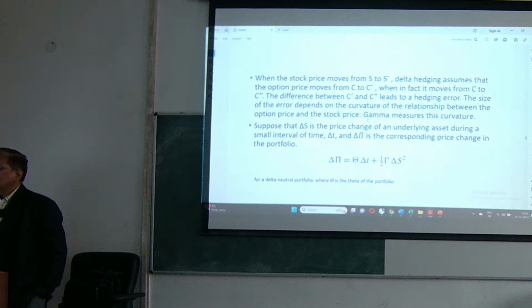When the stock price moves from S to S dash, delta hedging assumes that the option price moves from C to C dash, and when in fact it moves from C to C double dash, the difference between C dash and C double dash leads to a hedge error. The size of this error depends on the curvature of the relationship between the option price and stock price. Gamma measures this curvature.